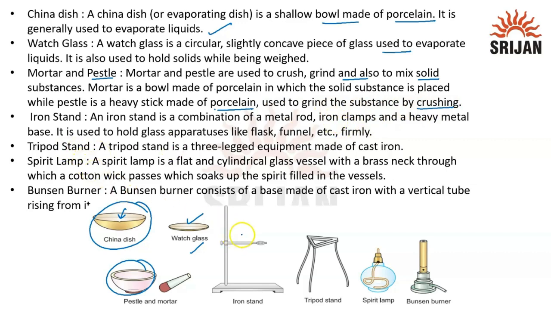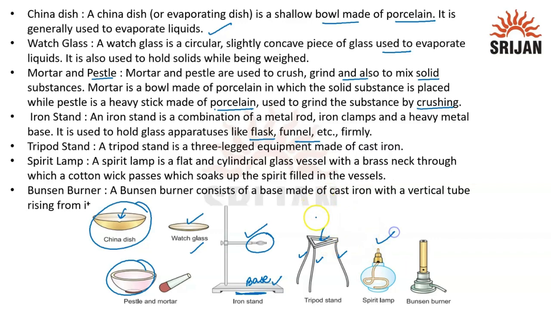Then we have the iron stand. As you can see here, it is a combination of a metal rod, an iron clamp, and a heavy metal base. It is used to hold glass apparatus like flask and funnel when we are performing some experiments. The tripod stand is called a tripod because it has 3 legs. It is a 3-leg equipment made up of cast iron, again used to hold different things.